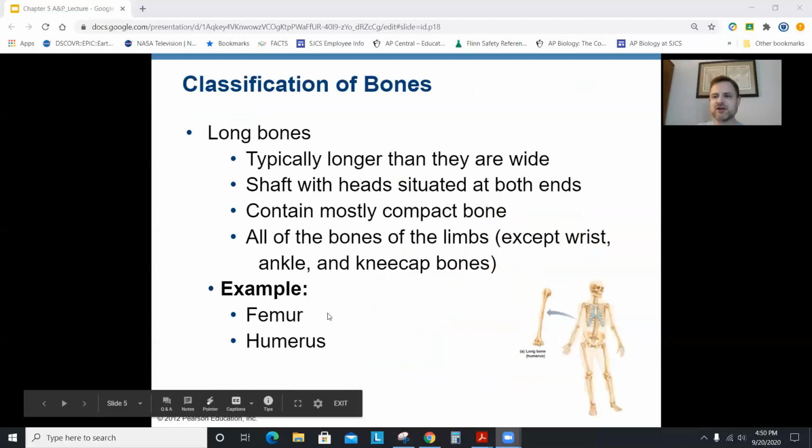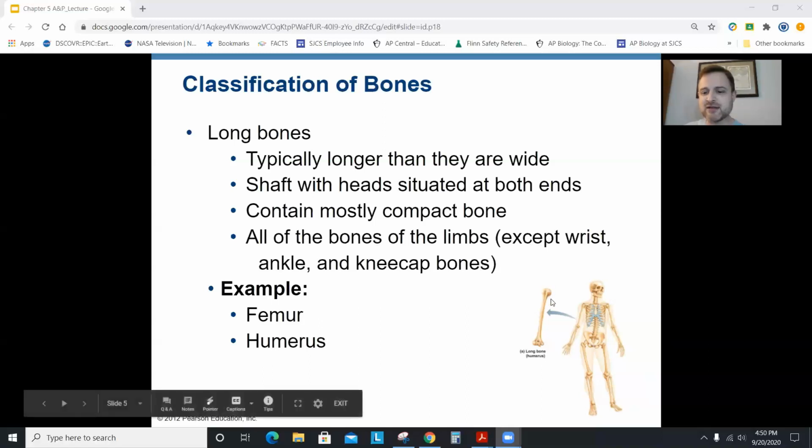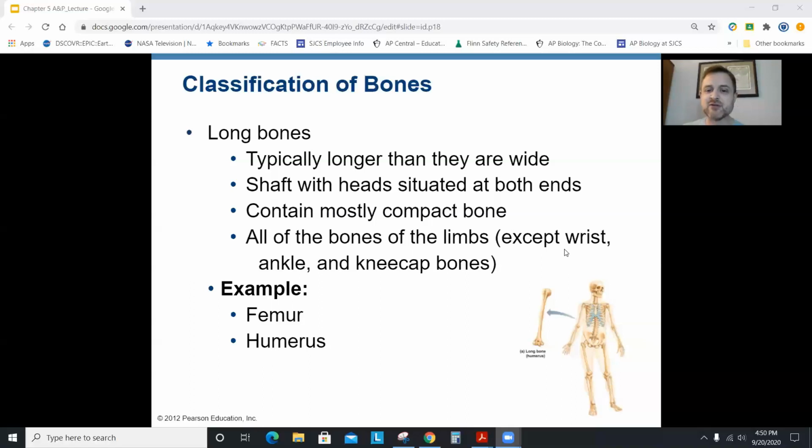So let's go through each one at a time. Long bones, again, long in that they're typically longer than they are wide. Typically, long bones have a shaft with a head at both ends, and the heads protrude out for muscle attachment sites. They're mostly compact bone. All of the bones of your limbs, your arms and your legs, except for your wrist, ankle, and your kneecap are long bones. Examples would be your femur in your leg or your humerus in your arm.